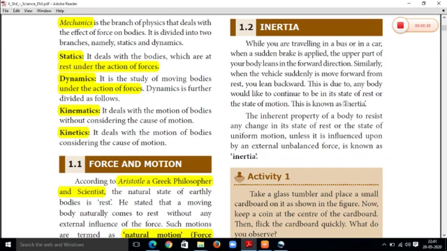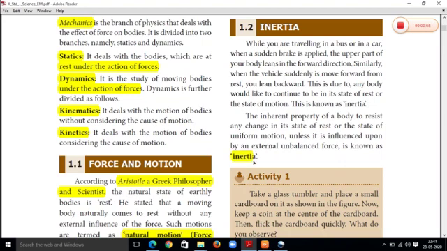From this, let us see what is known as inertia. The inherent property of a body to resist any change in its state of rest or the state of uniform motion unless it is influenced by an external unbalanced force is known as inertia.